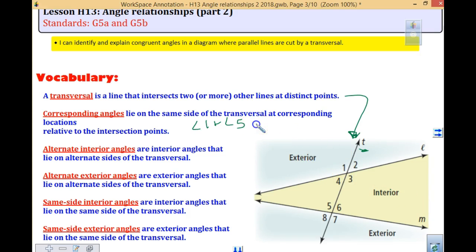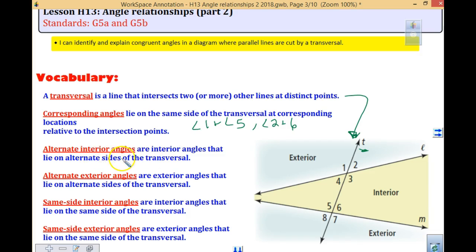There's another set. 2 and what is in the same spot down below? Angle 2 and angle 6. Does it make sense that 2 and 6 are kind of above each of those lines? So 2 and 6. You would have more pairs, like 3 and 7 would correspond, and 4 and 8.